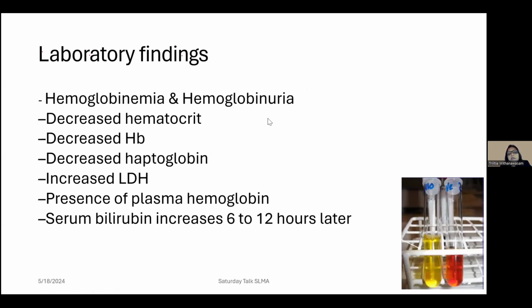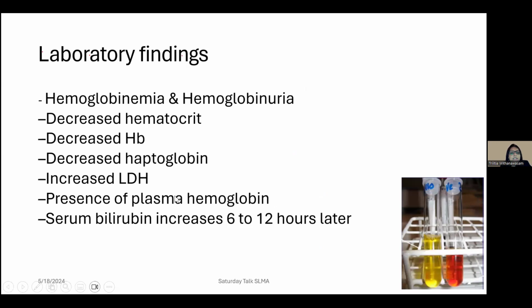So having the baseline knowledge on the pathology, if we work out the laboratory findings, we can find hemoglobinemia and hemoglobinuria, because this free hemoglobin is passing through the urine. Decreased hematocrit and decreased hemoglobin are obvious, and haptoglobin will be reduced. It's a very good marker of this intravascular hemolysis.